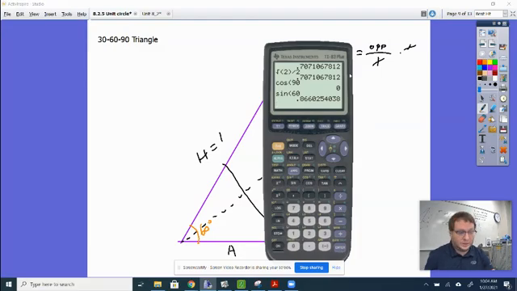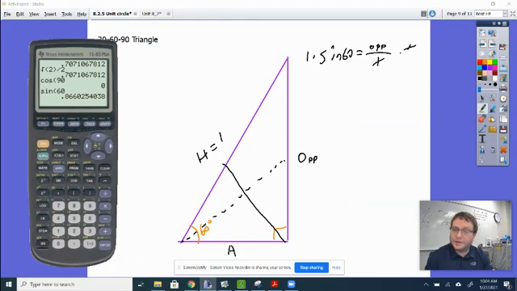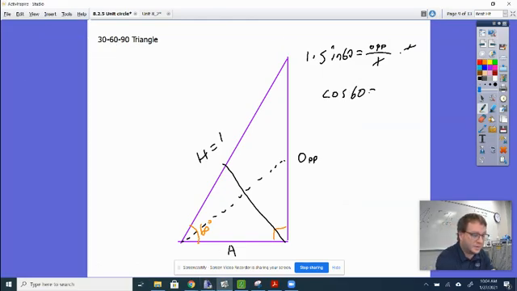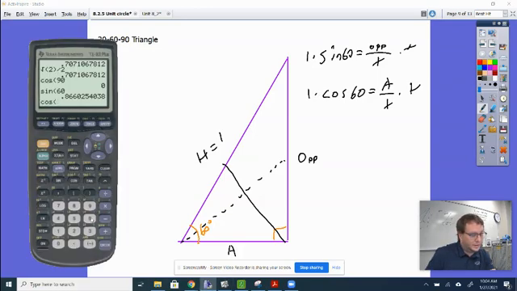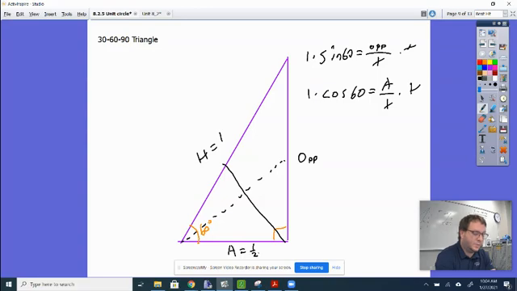Let's try adjacent, because definitely the sides are different here, right? Because it's not an isosceles triangle. So cosine of 60 equals the adjacent over 1. Again, multiplying by 1, not really going to do anything. And then cosine of 60. Well, cosine of 60 turns into 0.5. That's really nice for us. Let's fraction that. You should know what that is, but just in case. So our adjacent down here is going to be 1/2.